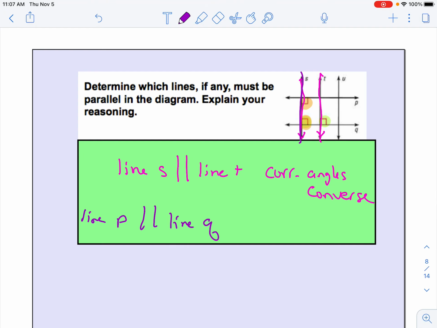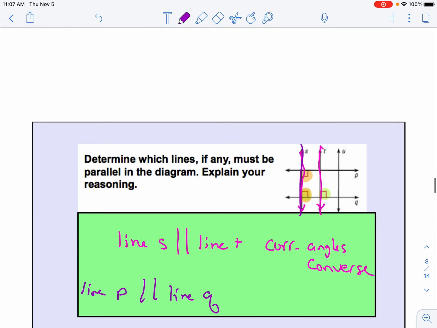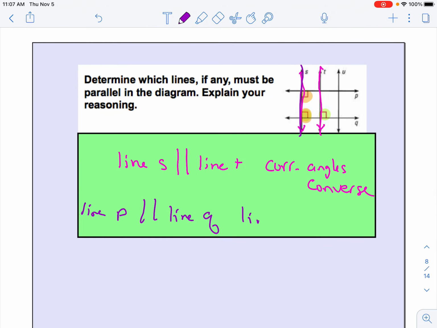We have two lines perpendicular to the same line, so that is the lines perpendicular to a transversal theorem. Now again, I'm not going to ask you to memorize these theorems verbatim, but you just need to know what the theorems are and why they work.